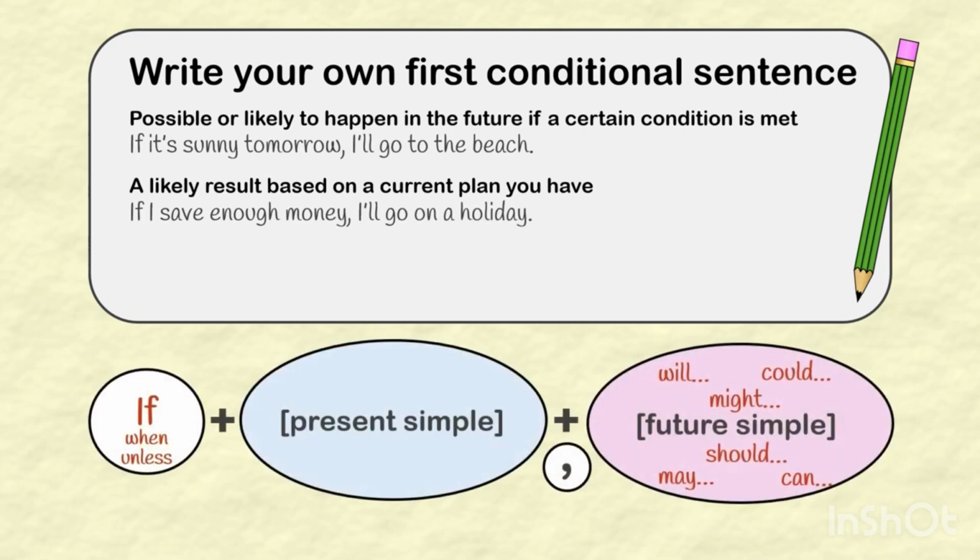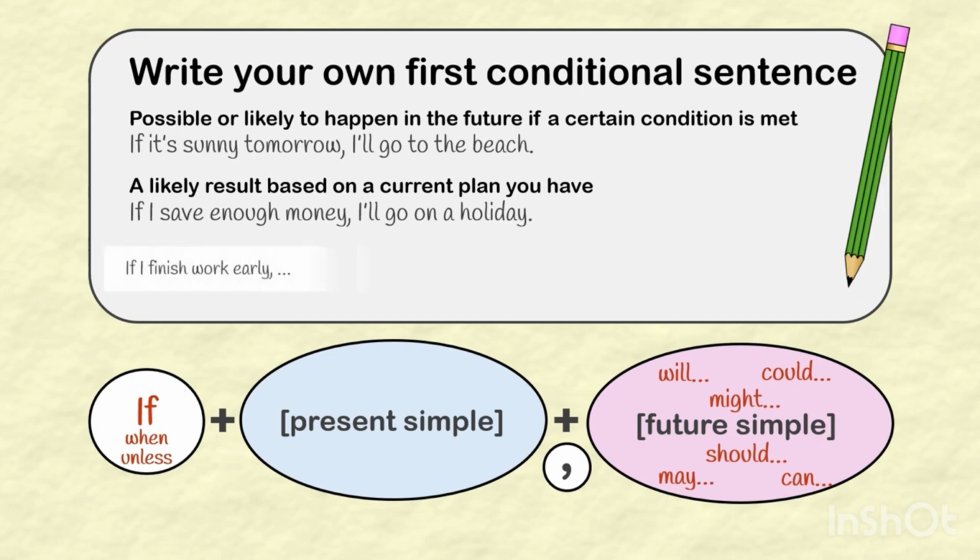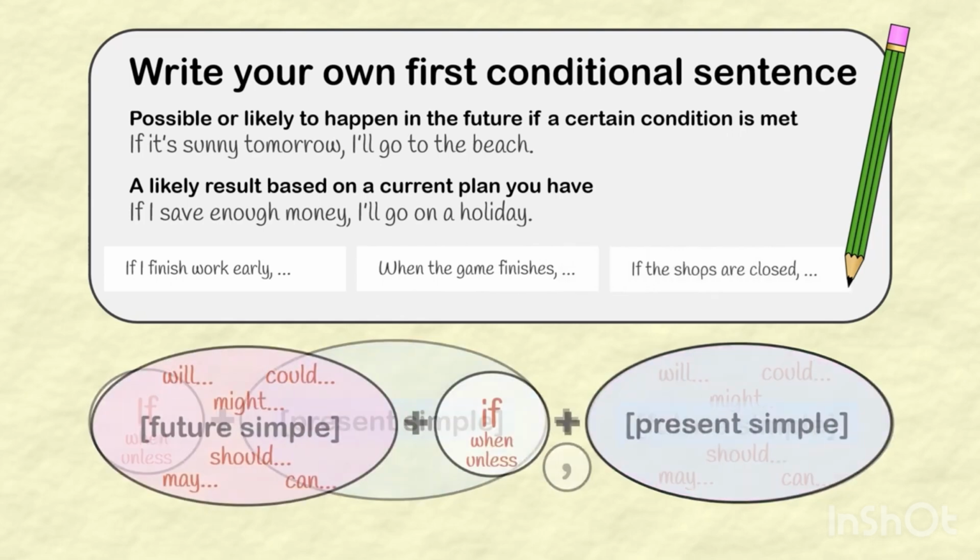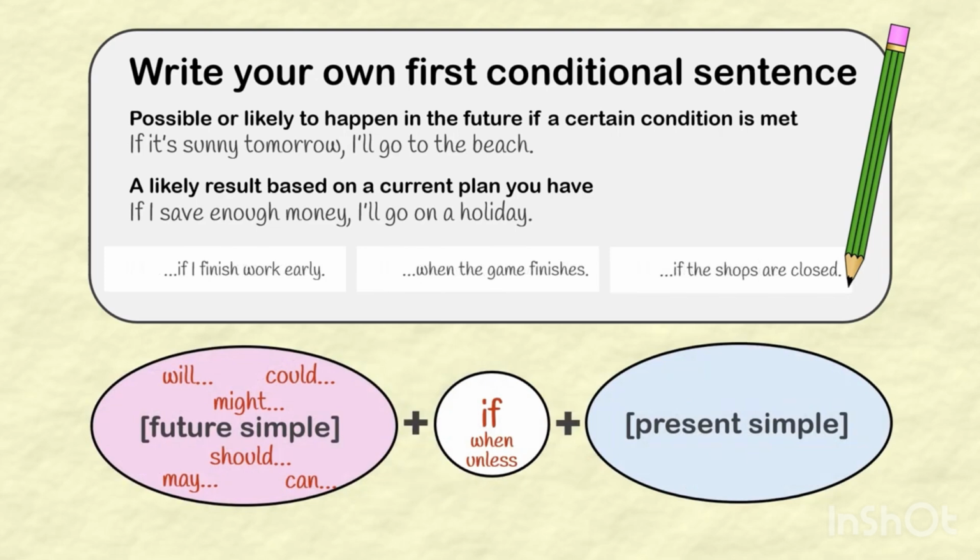Remember to follow this structure, and that instead of will, you can use other modals, such as could, or may, or should. If you're stuck for ideas, try using one of these starters. And finally, remember that we can switch the order, like this. Future simple clause, if, when, or unless, then a present simple clause.